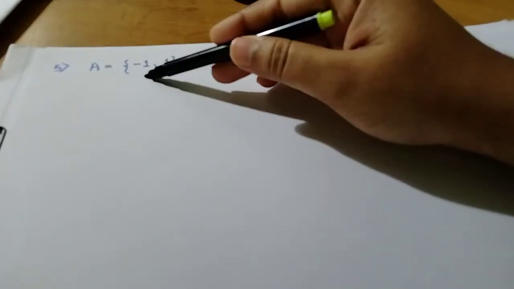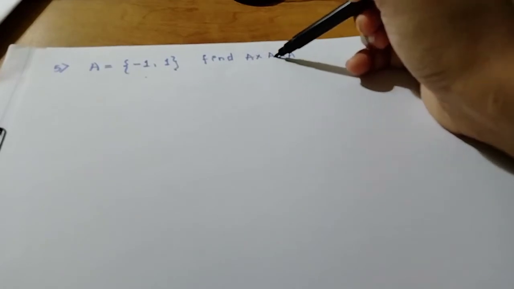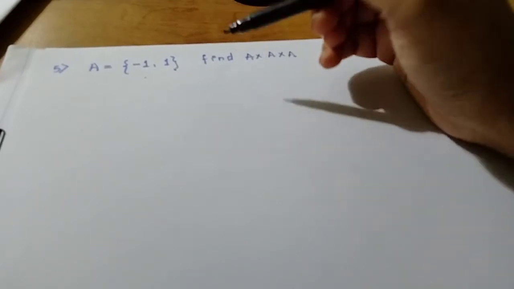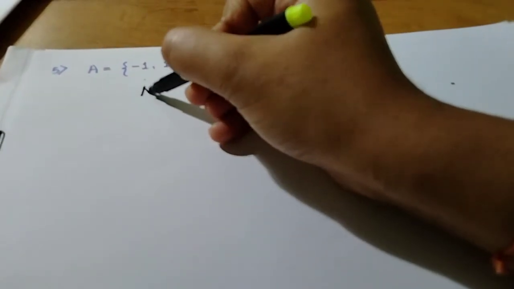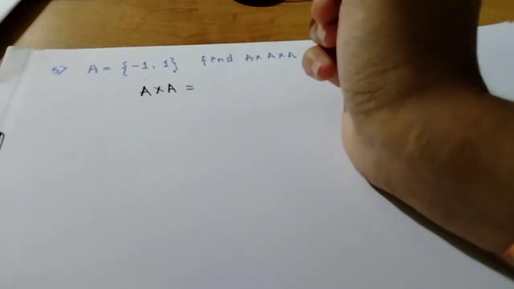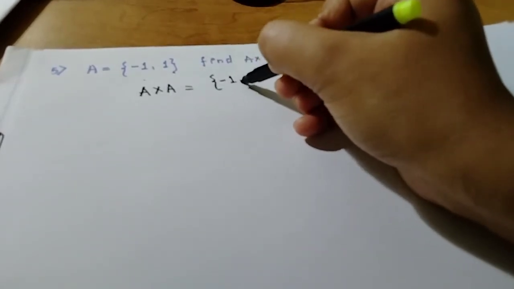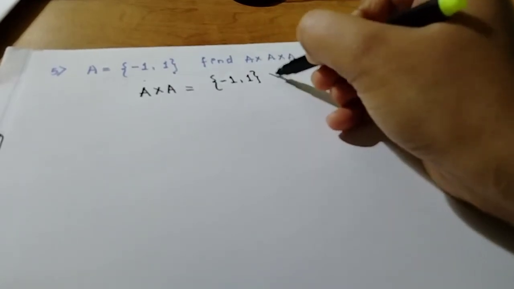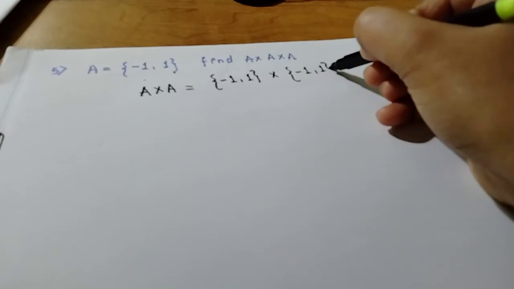A is equal to {minus 1, plus 1}. Find A cross A cross A. Like this, one example I had already solved. So first we have to find A cross A. So A cross A means {minus 1, 1} cross product with {minus 1, 1}.